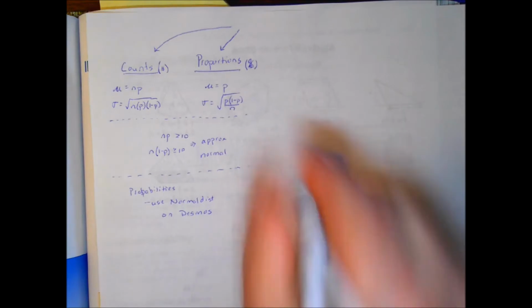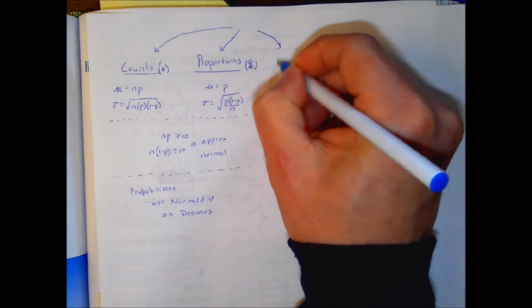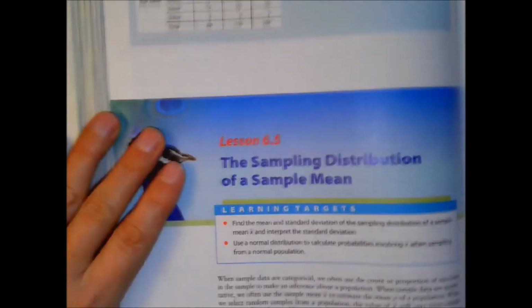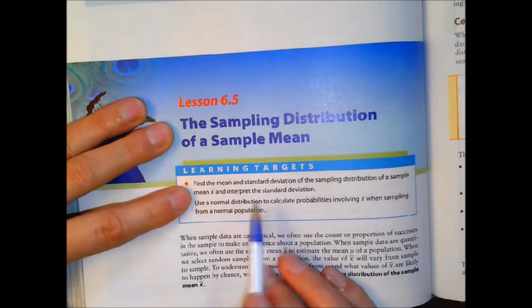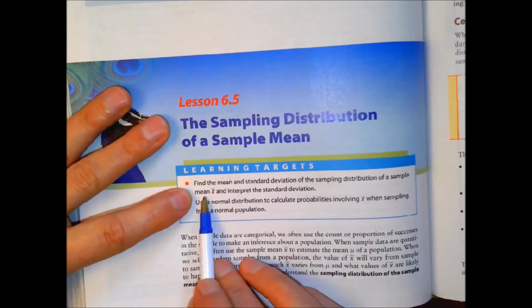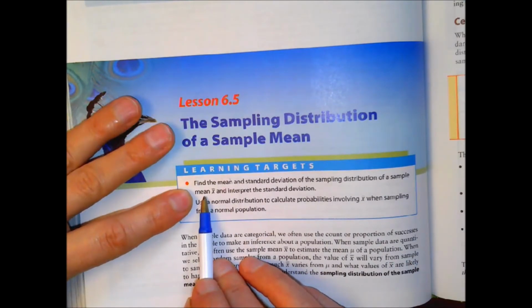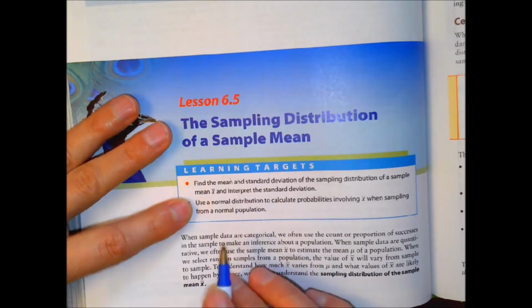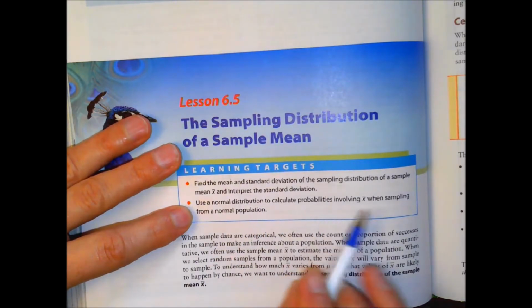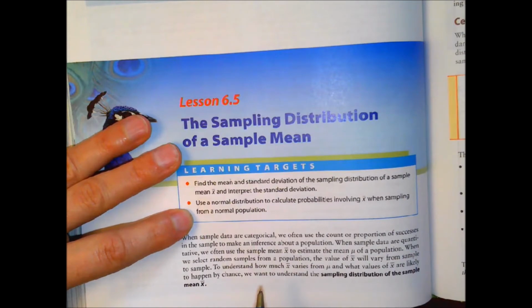Okay, so today we're going to talk about what about if we're finding the mean? Okay, finding the mean. So here are two things we're going to learn today. Find the mean and the standard deviation of a sampling distribution of a sample mean. Okay, so we're finding the mean of all of our samples and interpret the standard deviation. Then use a normal distribution to calculate the probabilities when it's from a normal population.